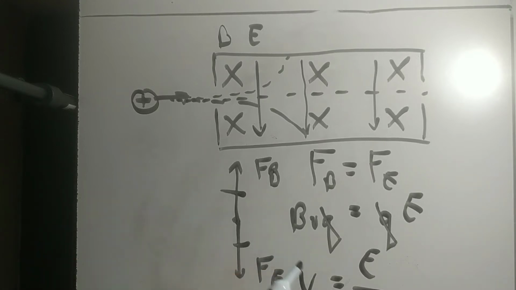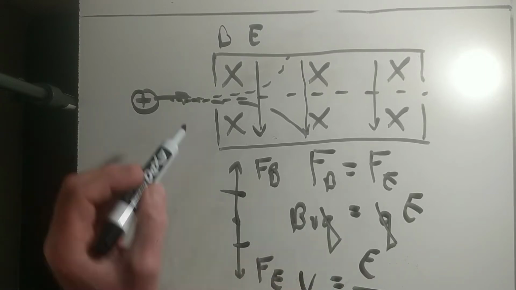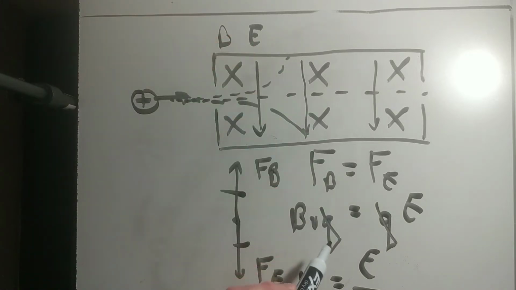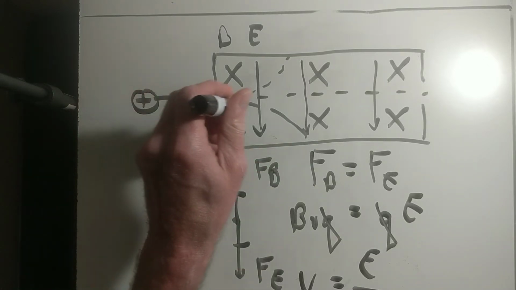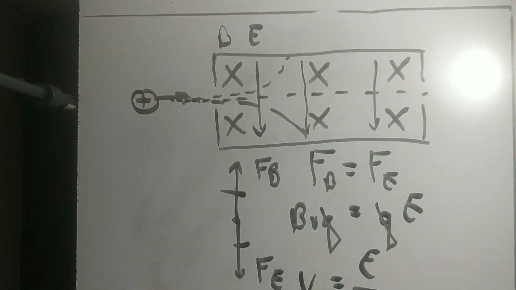Now, if the particle goes too fast, you'll see that this side of the equation is too big, because V is too big, and the particle will bend up here. If it goes too slow, then this side of the equation won't be big enough, and it'll bend down here. But if it's just right, kind of that Goldilocks speed, it'll pass right through.